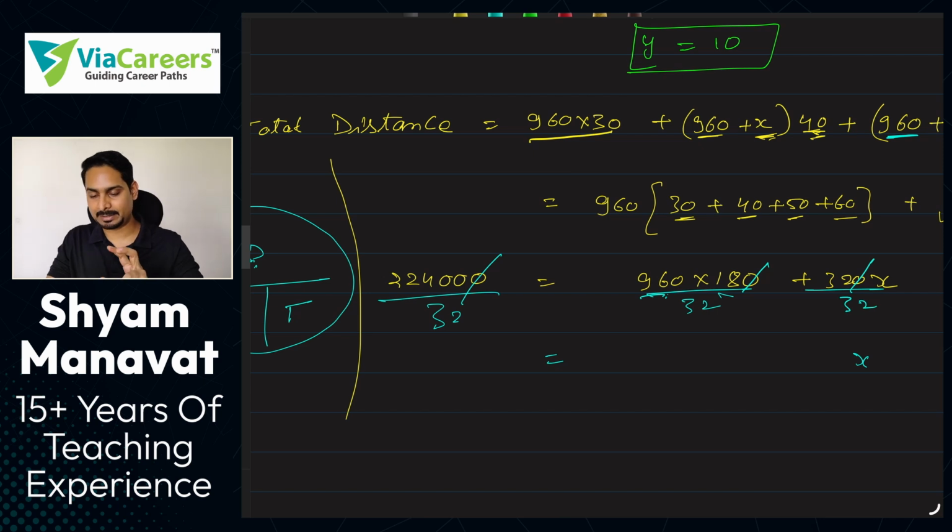Okay, this is my understanding. If you want, if you don't think you should be dividing by 32, you can leave that part and then focus on finding the value of x. You can take this 960 into 18 and multiply and take it to the other side and subtract, and that way also you can do. But मुझे यहाँ पे दिख रहा है कि this should be divisible by 32. तो ये तो cancel हो जाएगा यहाँ पे.